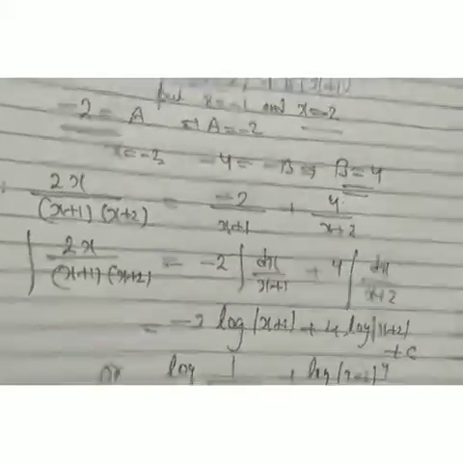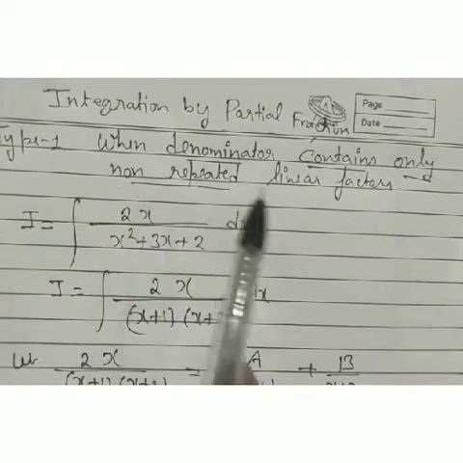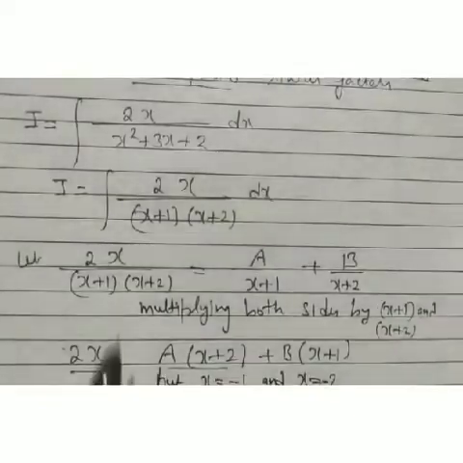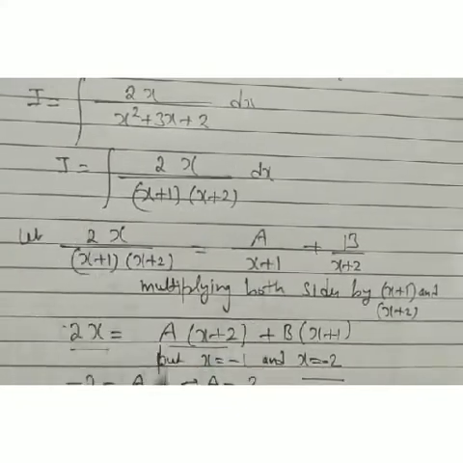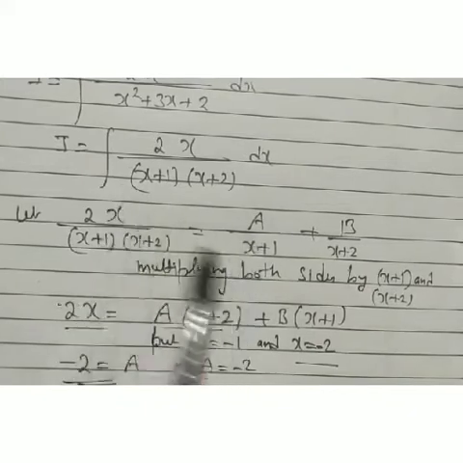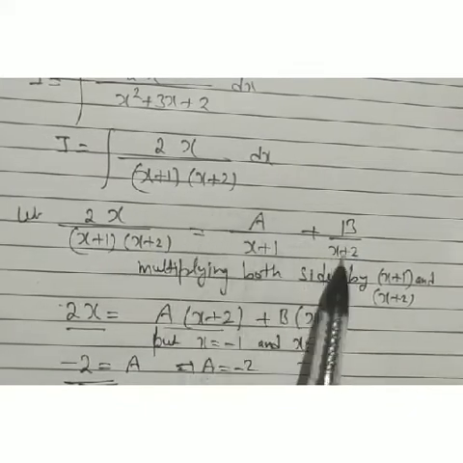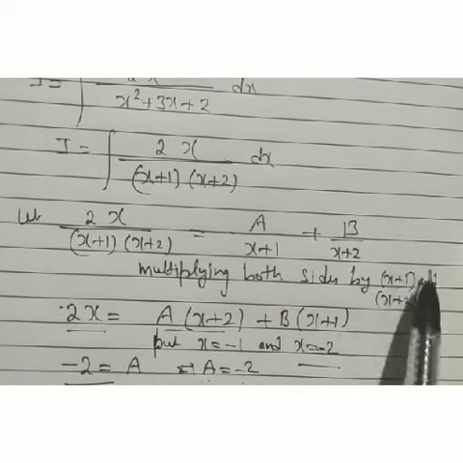And then I'm going to revise again what we do. We have discussed here non-repeated linear factors. In non-repeated linear factors, if we have one factor, two factors, three or more factors, just write down by taking a constant A divided by the first factor plus B divided by the second factor. If there is another third factor, then write down plus C upon x plus 3.